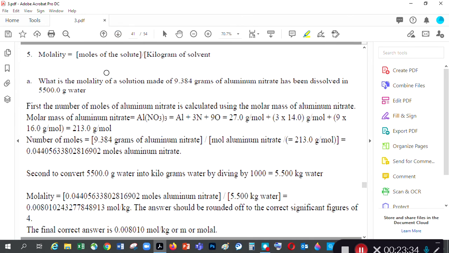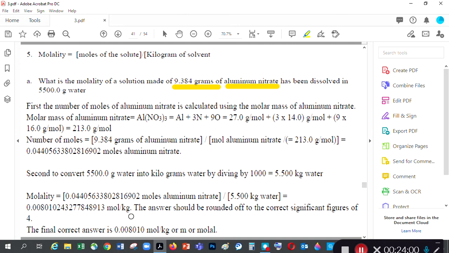Molality now. Molality is similar to molarity, but now we don't deal with the volume in liters, we deal with kilograms of the solvent. Let's look at one of the examples here. What is the molality of a solution made of gram of aluminum nitrate when dissolved in 5,500 gram of H2O?